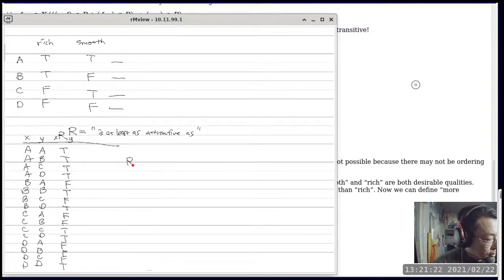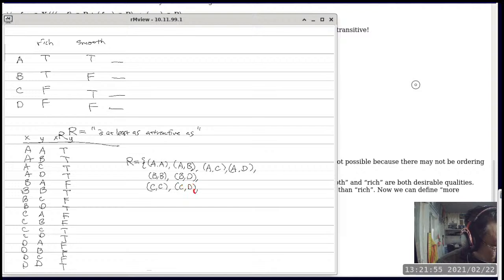In other words, now we define R as a relation where we have AA in it, AB in it, AC in it, AD is also in it, and then we have BB, right? And then we have BD, and then we have CC, and then we have CD, and then finally we have DD in it. Okay, this is R.